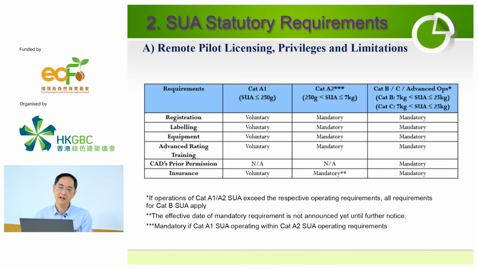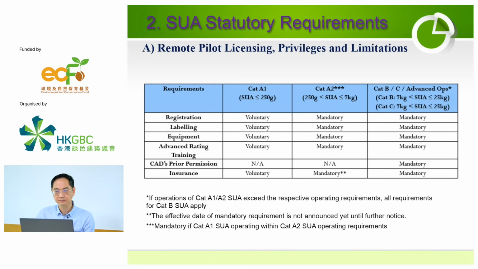Before July last year, we didn't have the Cat C, but now we have introduced an additional Cat C. We have Cat A1, which is lighter than 250 grams. Cat A2, lighter than 7 kg. And then Cat B, which is in the range of 7 to 25 kg. And C is about 7. Oh, there's a typo. It should be 150.